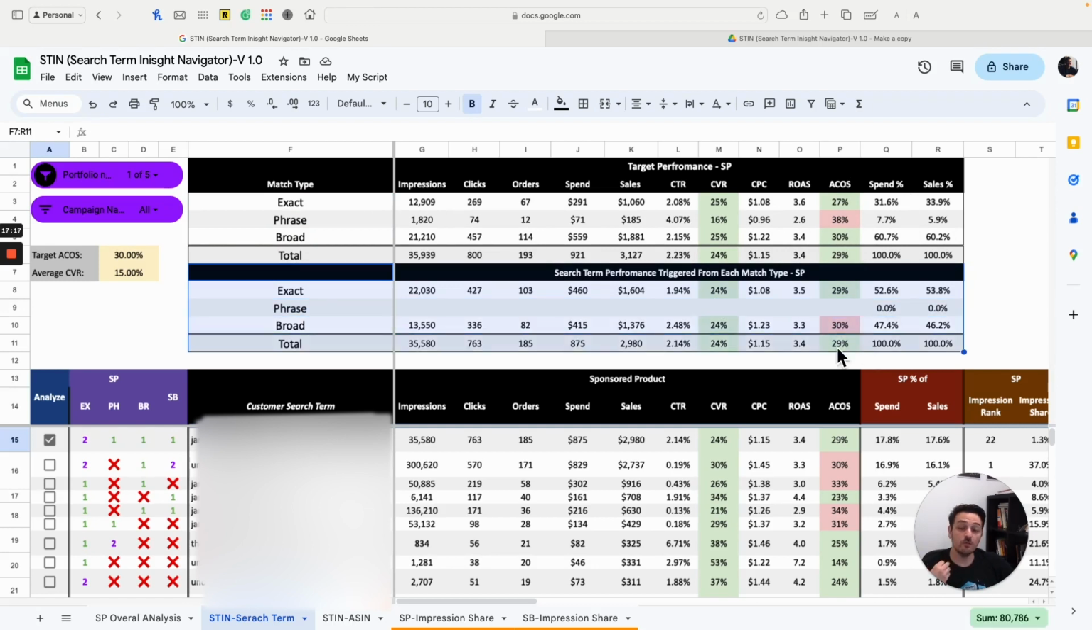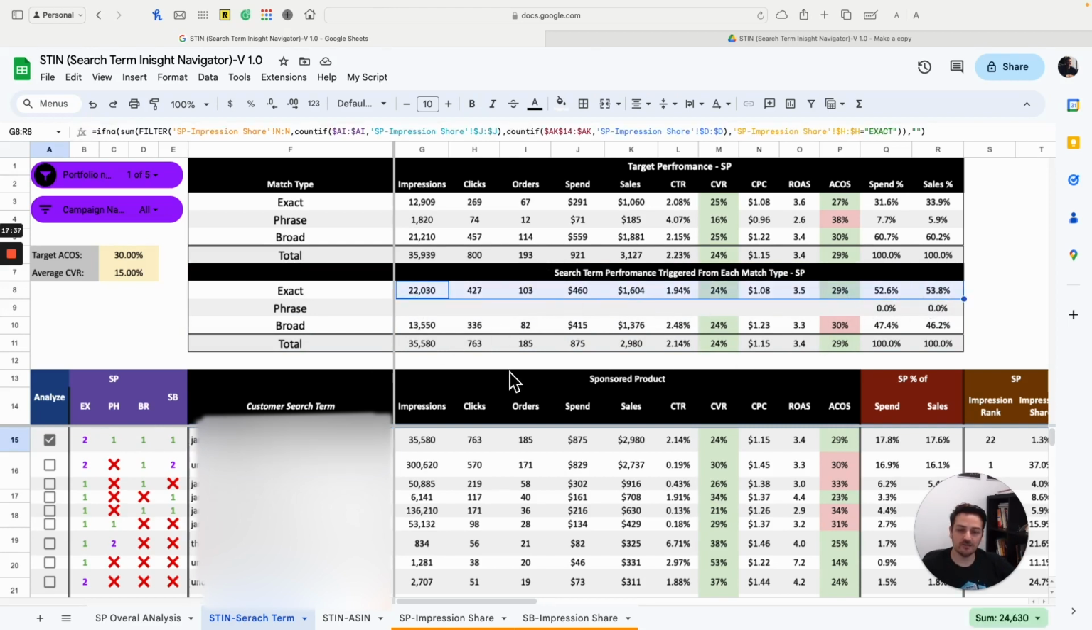And down here, what is the performance of these terms when being triggered from different match types? Not necessarily the same keyword, right? Let's say this term is lace up ankle brace, for instance. What is the performance of lace up ankle brace when it is triggered from exact? When it is exact, it could be lace up ankle brace or lace up ankle braces, right? What is the performance of that when triggered from exact targeting? What is the performance of lace up ankle brace when it is triggered from phrase?